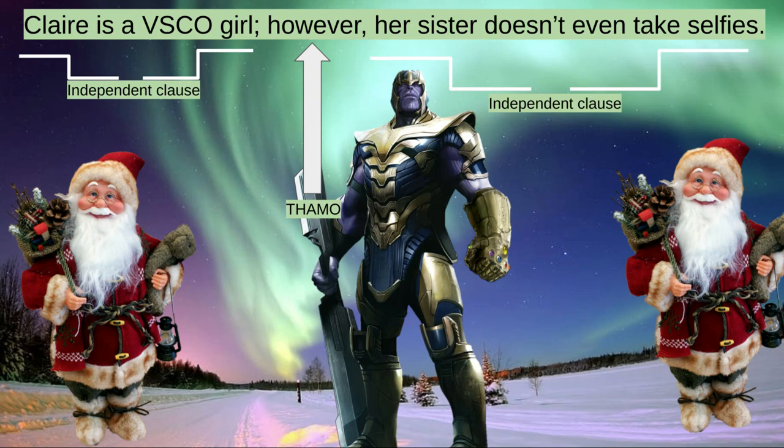Exactly. Claire is a VSCO girl, still our first independent clause. Her sister doesn't even take selfies. How dare her? That is our second independent clause. And then, however, is our thamo, the H in thamo.